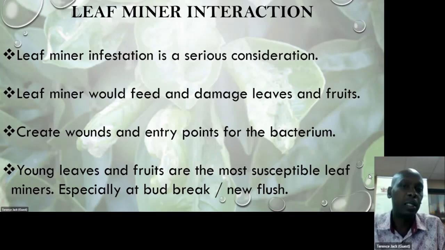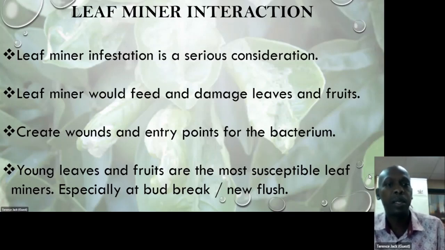Now I'll delve a little deeper into the leaf miner interaction as it pertains to the spread of citrus canker. Leaf miner infestation is a serious consideration. Leaf miners leave large wounds and openings on the leaves and on the surface of the fruits, and wherever they have access to, and worsen the disease infestation and spread. They create wounds and entry points where the bacterial inoculum is able to penetrate the leaves or the fruit surfaces and enter into the plant. So therefore, farmers must be cognizant of leaf miner infestation on their farms, because the control of leaf miners is an important component in the fight against citrus canker if it were to show up in Trinidad and Tobago.